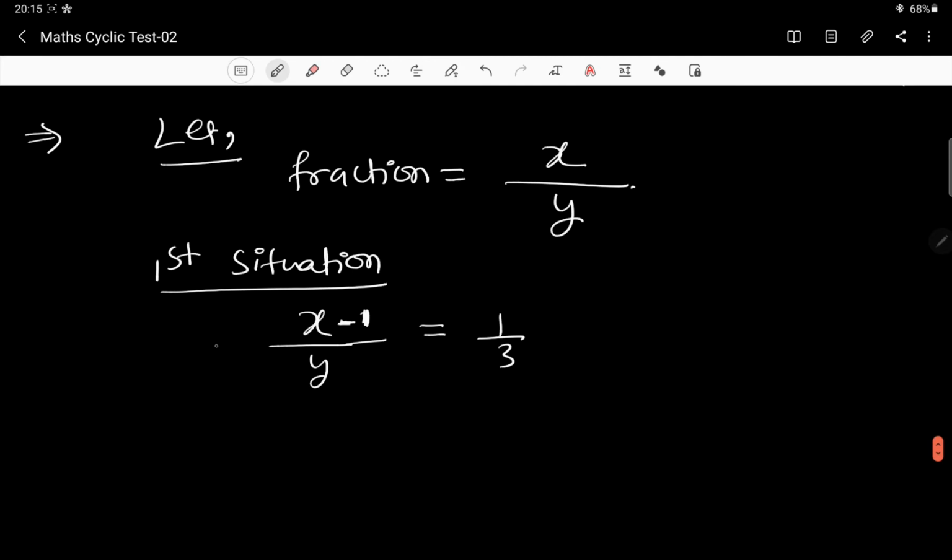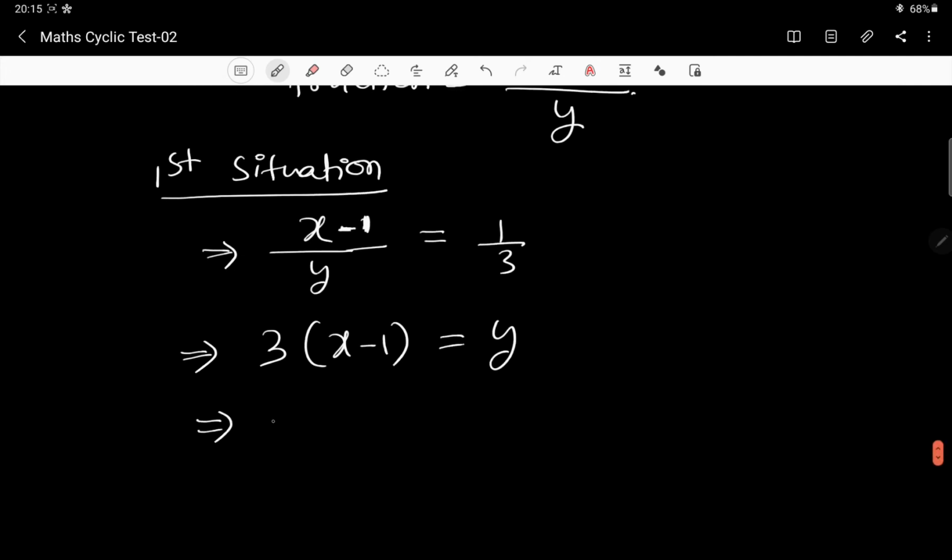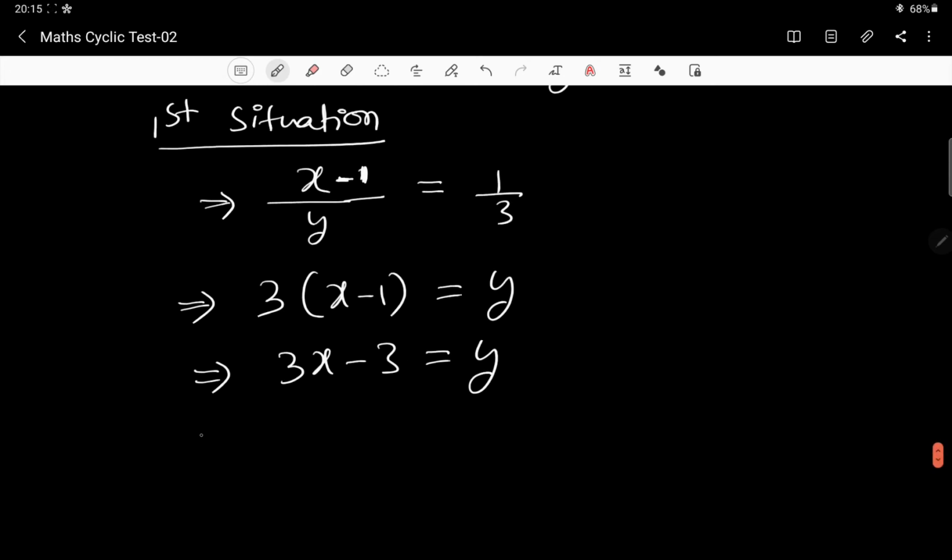So let us form one equation from this. What is that equation? Let me send this 3 this side. It becomes 3 into (x minus 1) is equal to y. Then it becomes 3x minus 3 is equal to y. So then it becomes 3x minus y is equal to 3. Let me name it as equation number 1.